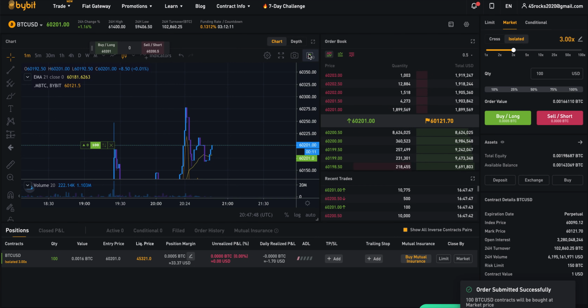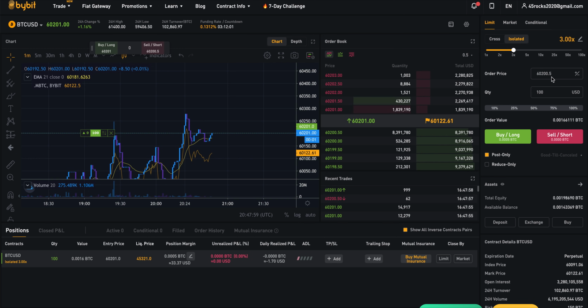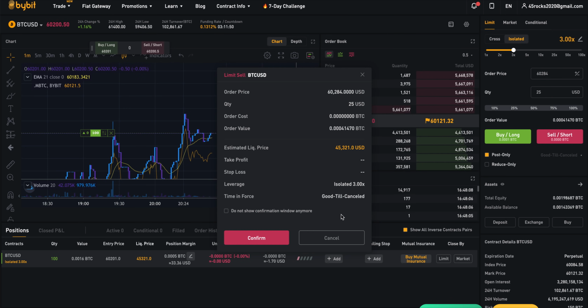I have 100 contracts in the trade, and let's say I want to have 3 take profits. As part of my trading plan I want to have 1 take profit at 60,248. All I'm going to do is a limit order for 60,248. And I'm going to sell, let's say I want to sell 25% of my position. I'll just sell 25 contracts. Okay, go ahead and sell short.